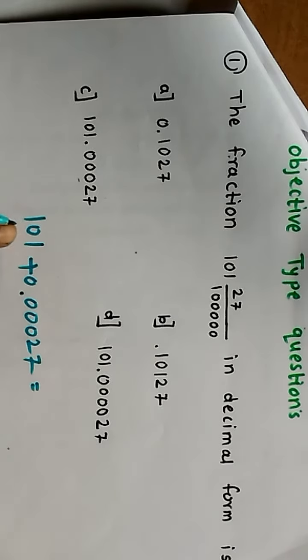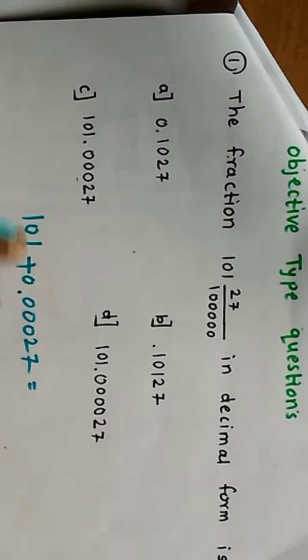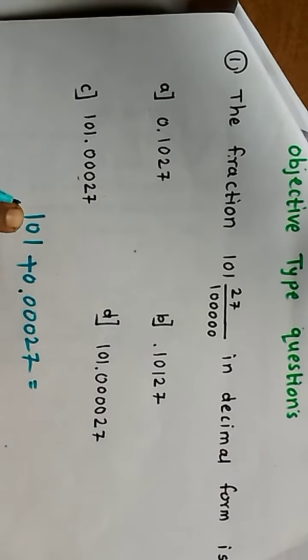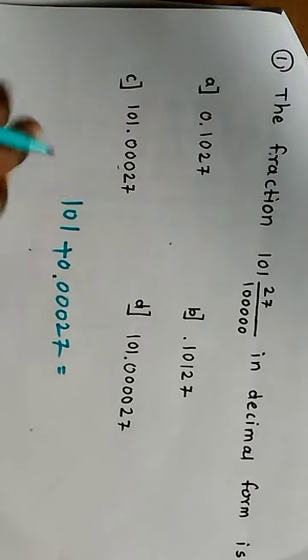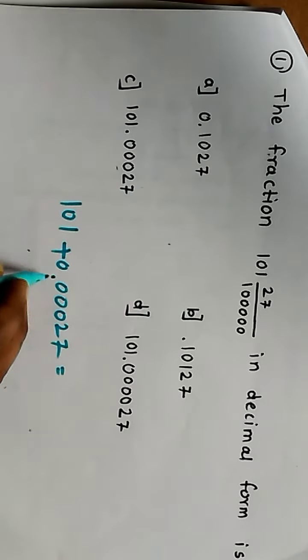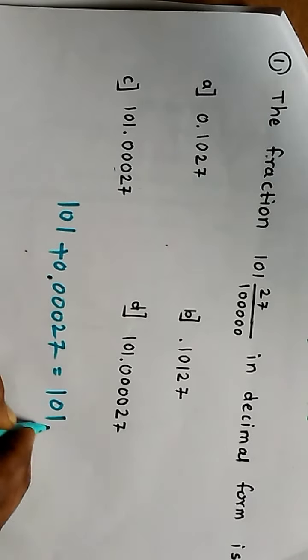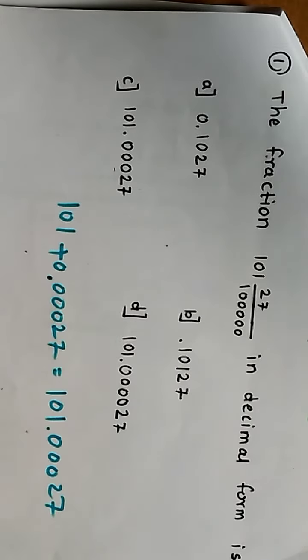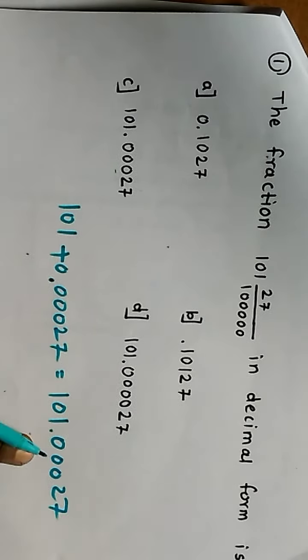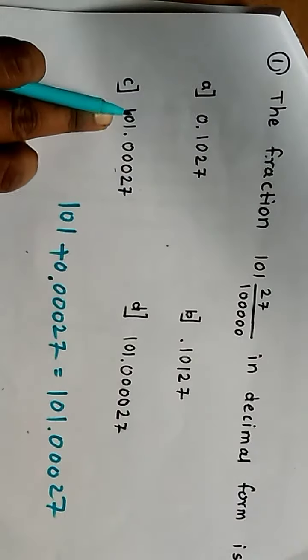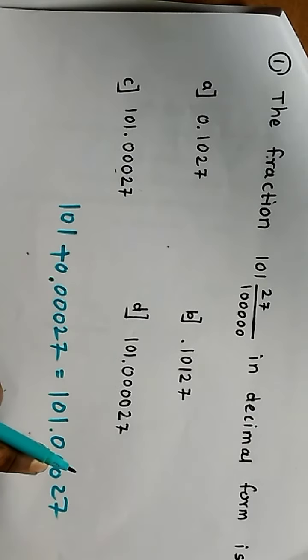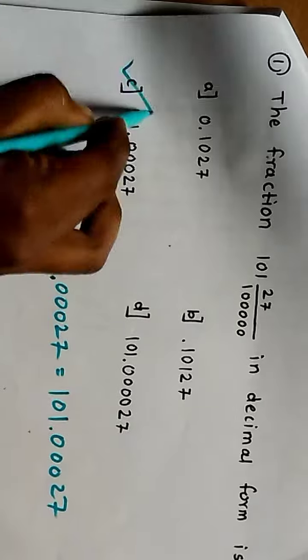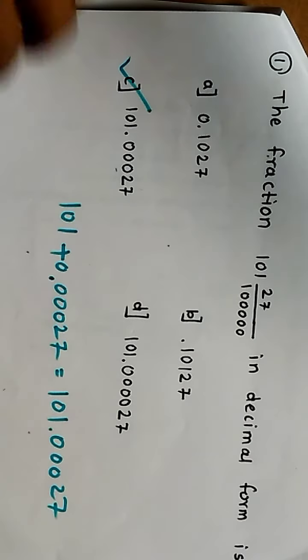Now we do the addition of this decimal fraction and this whole number. So 101 plus this gives 101.00027. So the answer of this question is 101.00027. So option C is the right answer.